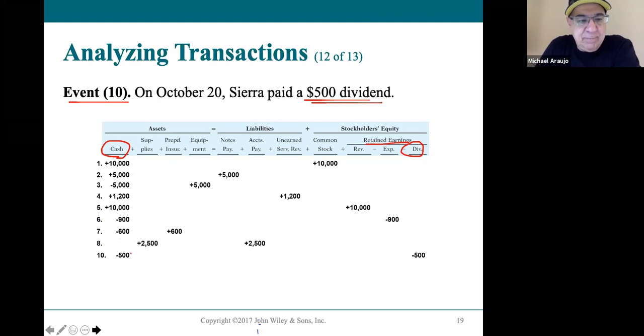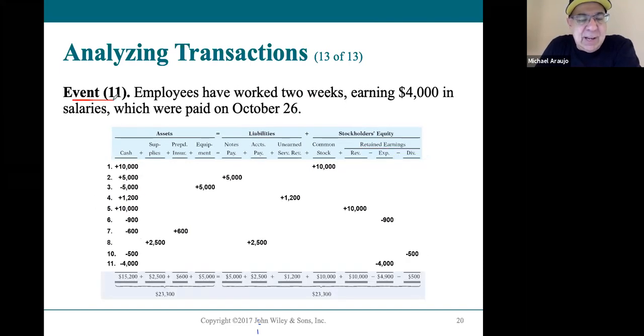Okay, good. And the last event here, we paid those employees $4,000 in salaries and wages. So that was a salaries and wages expense for $4,000, right? The more expenses you have, the less retained earnings you have. And of course, people are working for cash. There's no other way to do it. And so we have less cash.